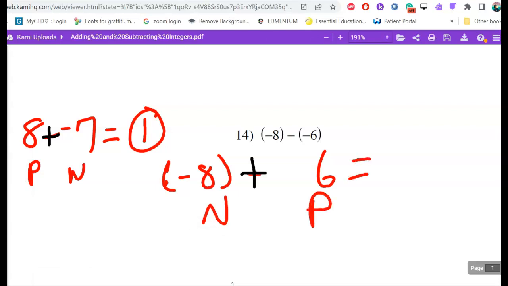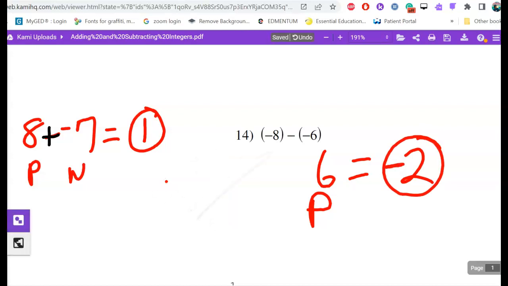What do we do when we have a negative plus a positive? We subtract. Find the difference. 8 minus 6 is 2, right? Keep the sign of the higher digit. What digit is higher, 8 or 6? 8 is higher. That 8 happens to be negative. So I will keep the sign. Answer, negative 2.